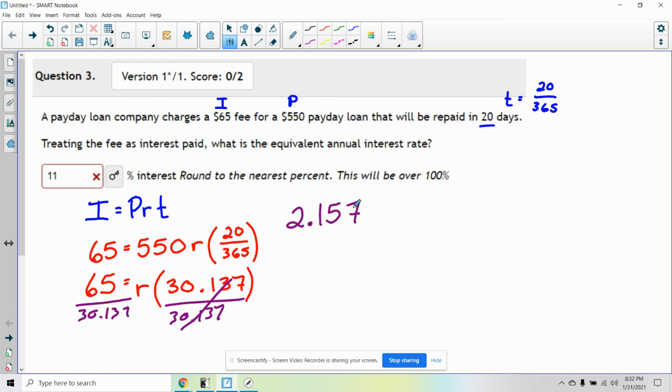But this is a decimal. They want the percent answer. So to get the percent answer, I'm just going to take that decimal point and move it over two places. So this should be 215.7 or 216%, because they're asking it rounded to the nearest percent. So technically this should be 215.7, but to the nearest percent, we're going to round it to 216. So that would be your answer.